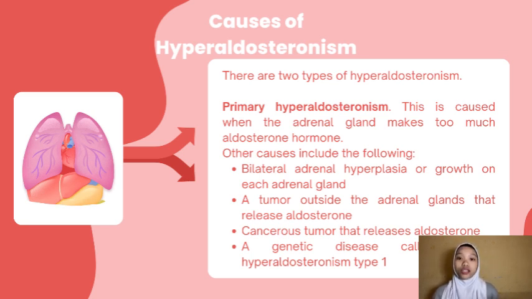So other causes include the following. So first is the bilateral adrenal hyperplasia or growth on each adrenal gland, a tumor outside the adrenal glands that release aldosterone, a cancerous tumor that releases aldosterone, and a genetic disease called familial hyperaldosteronism type 1. So this condition is also called Conn's syndrome.